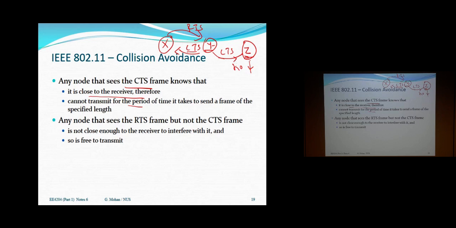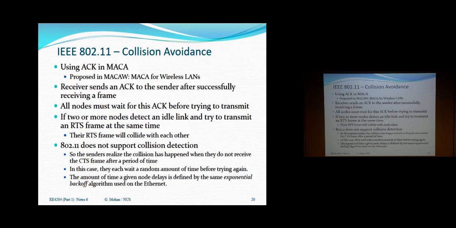Is that fine? Because if Z also starts its transmission, then it will collide with Y.